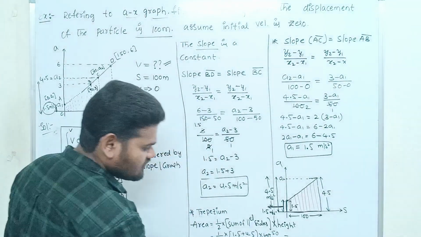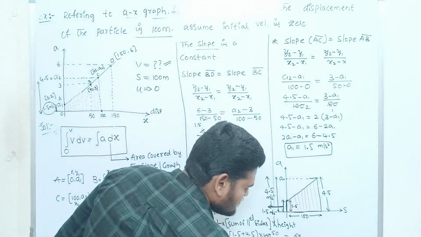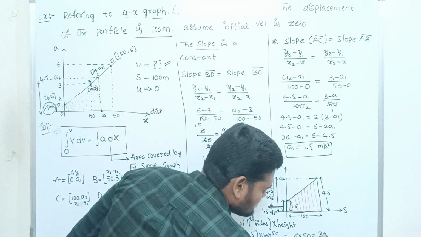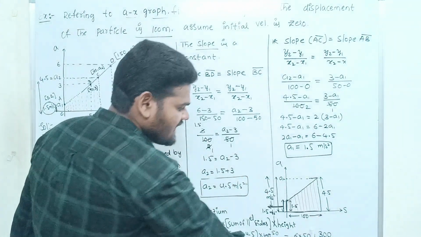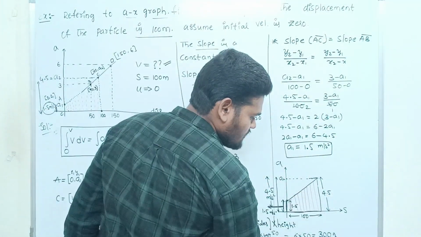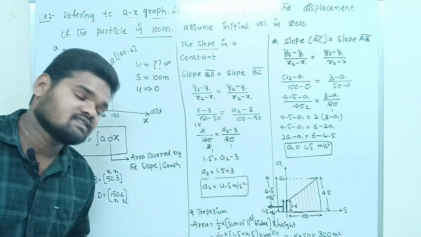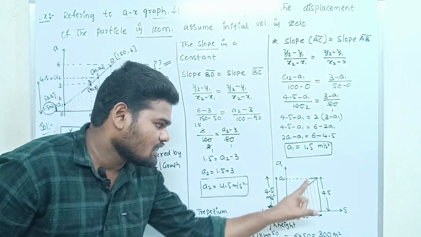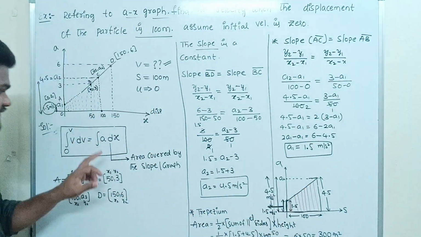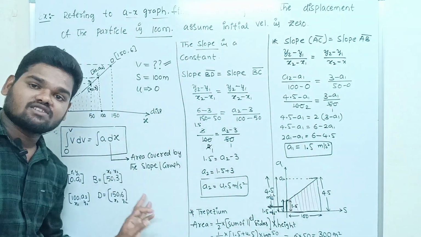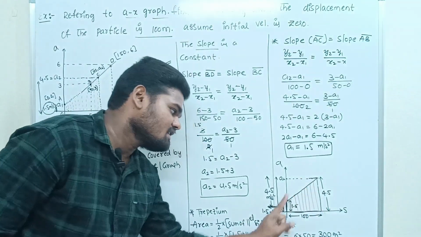So this is equal to 4.5 plus 1.5, which is 6, into 50. 6 into 50 is 300. So the area covered by the trapezium is 300 meters square. Are you getting it? So this is in the shape of a trapezium. What we have to find is the area covered by the slope. So this is the area covered by the slope.